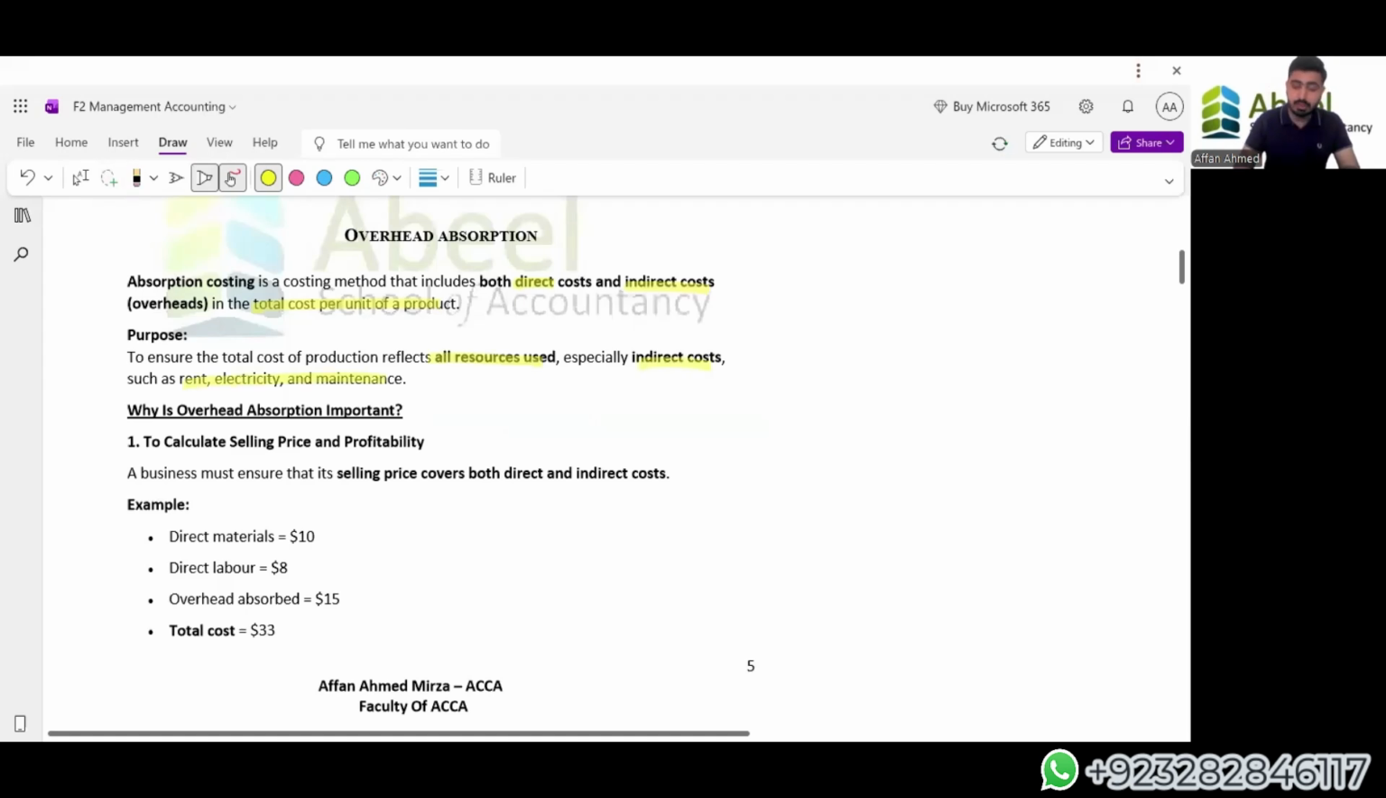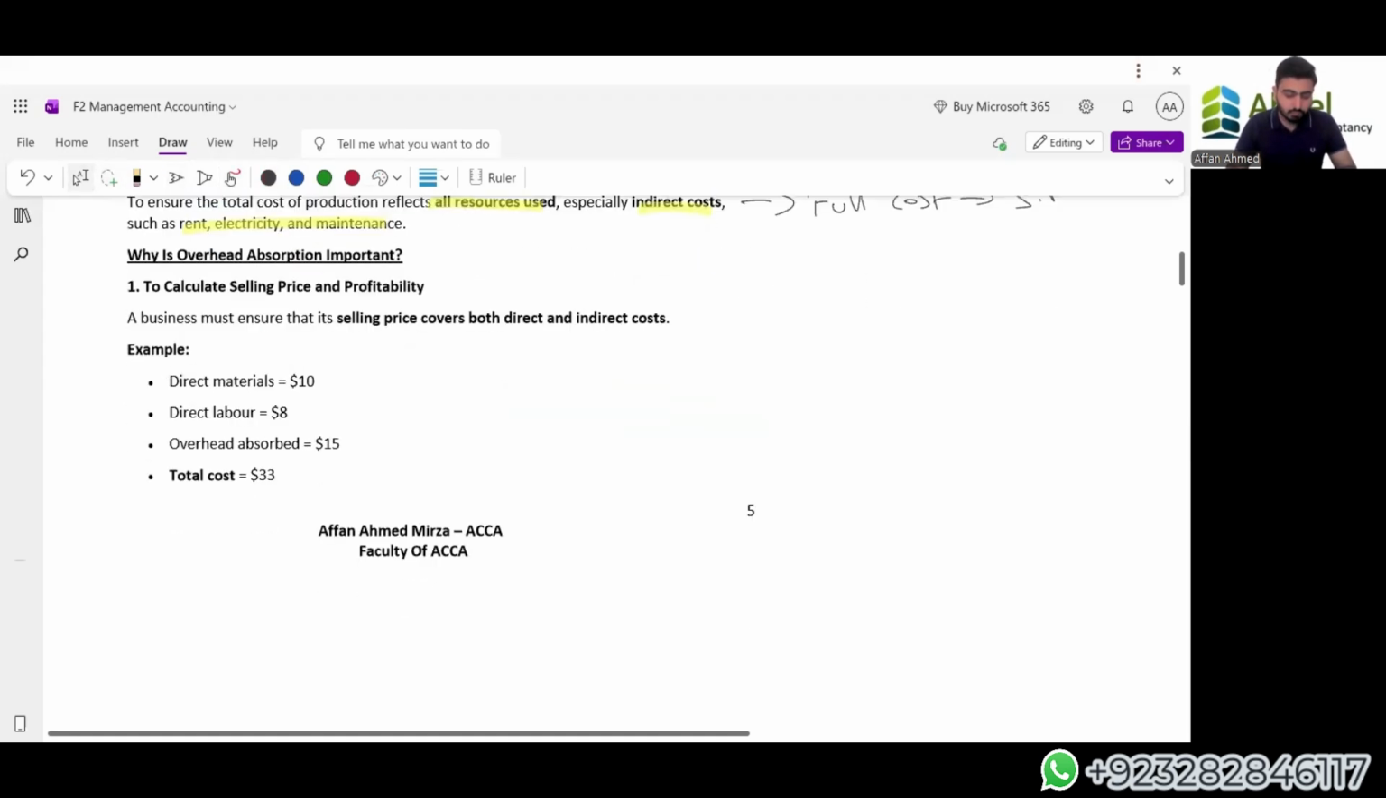Now, the purpose is to ensure that the total cost of a product reflects all resources used, especially indirect costs such as rent, electricity, maintenance. If we have a full cost, we can easily determine the selling price of the particular product. Marginal costing has a limitation where you are not able to identify the full selling price of the product accurately. You are using estimations that are not very valid for the particular product. We are going to see the statements later, but right now we just focus on what we are doing.